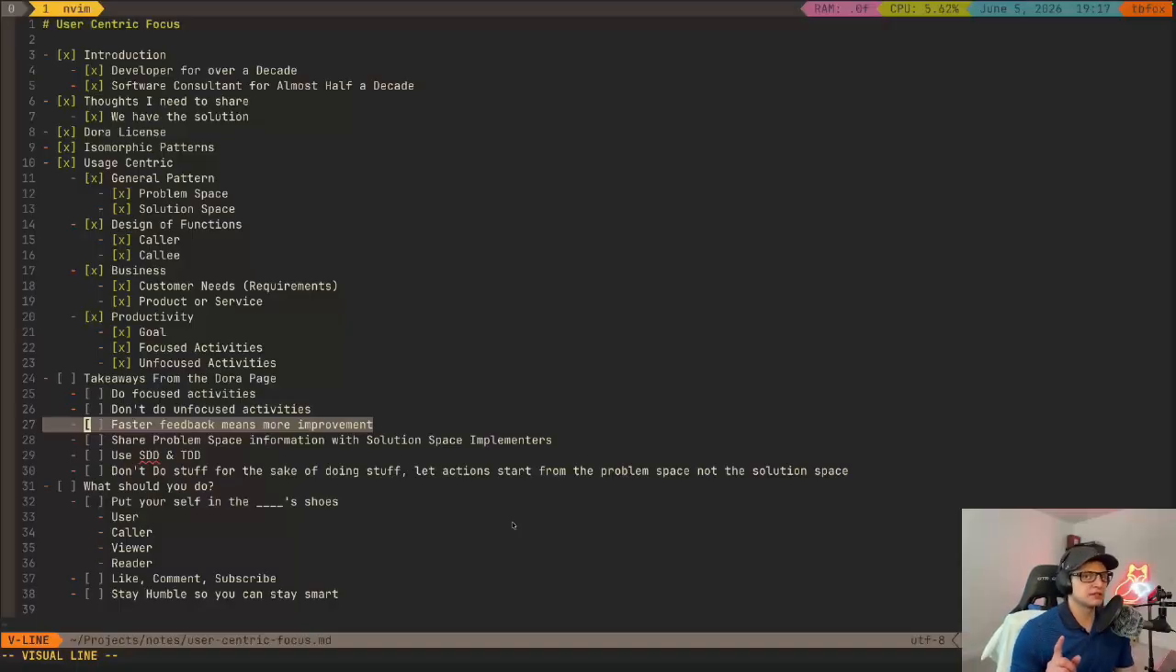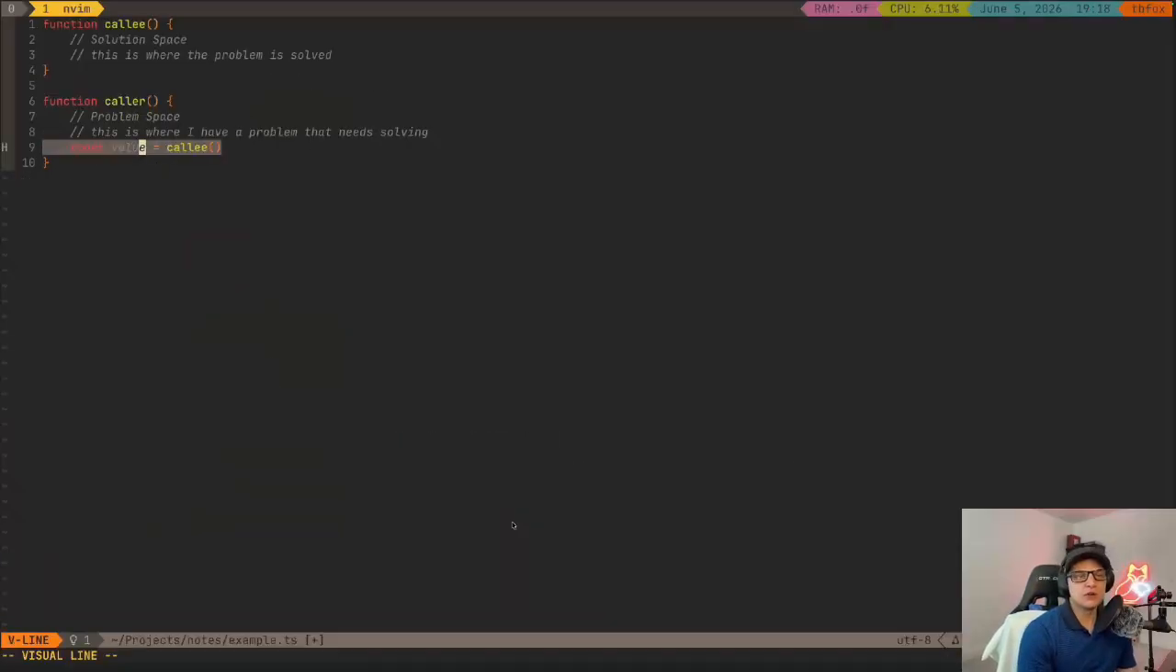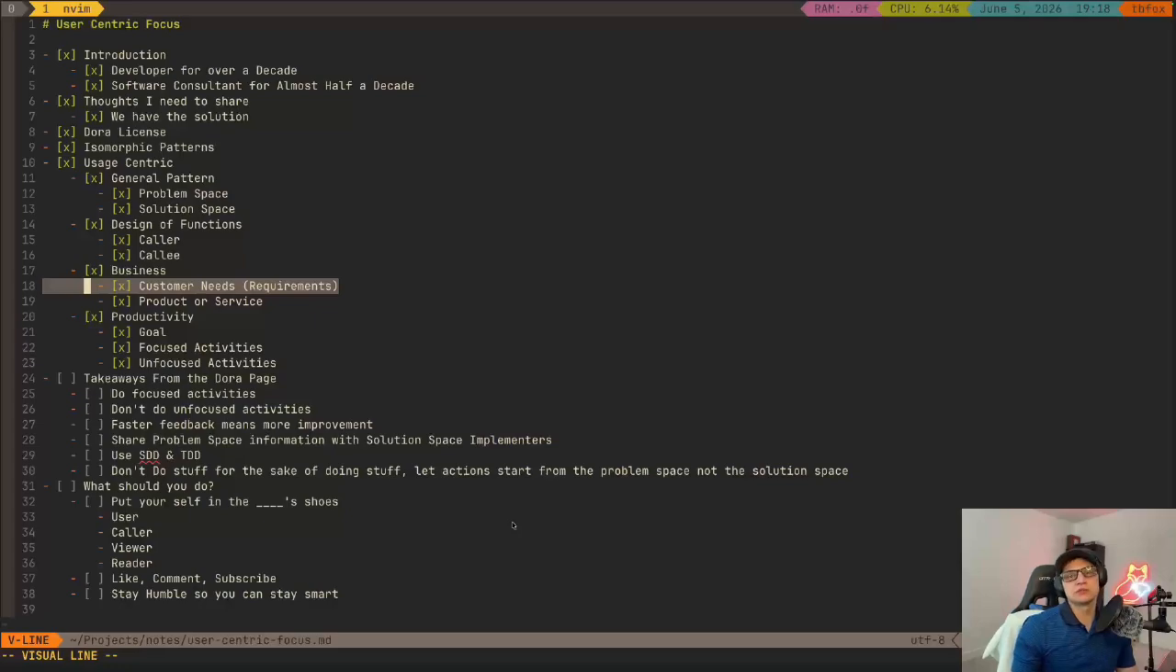This is an important concept from the highest level all the way down to the lowest level. This one's a little bit more complicated. Share problem space information with solution space implementers. What does this mean? If I don't know what the interface is supposed to be here, it's going to be really difficult for me to write the callee. If I don't understand the customer's needs really well and the requirements really well, then the product I'm going to build is going to be the wrong thing.